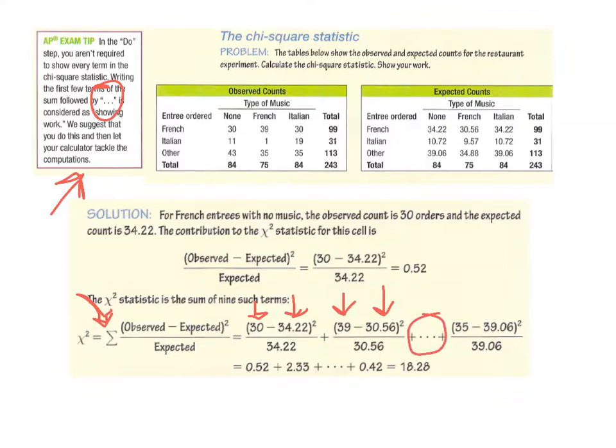I indicate that I would do that for all of them, and I finish with the last one, which is the other entrees with Italian music playing. So I finish with that last one, and I get my final chi-square statistic of 18.28. That is my chi-square test statistic for this particular example.